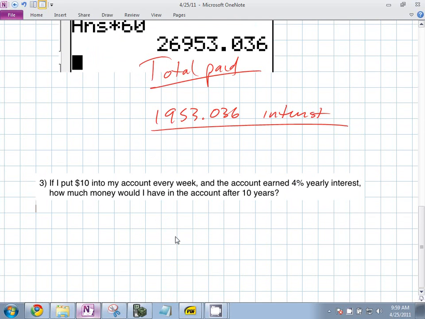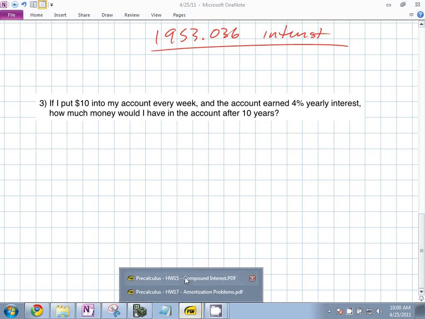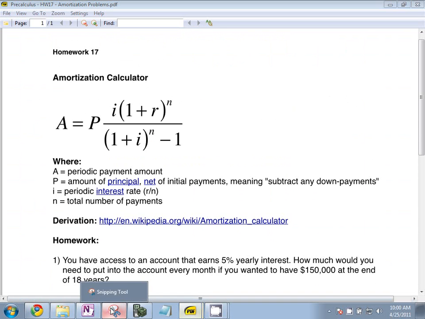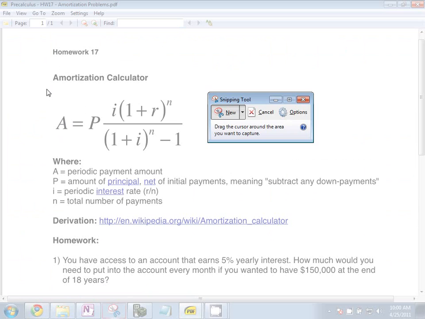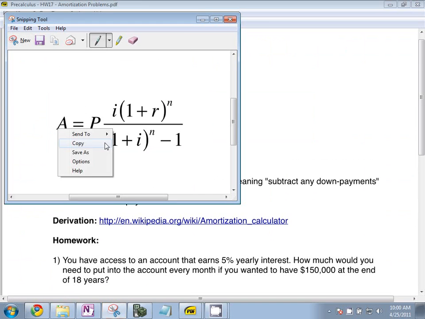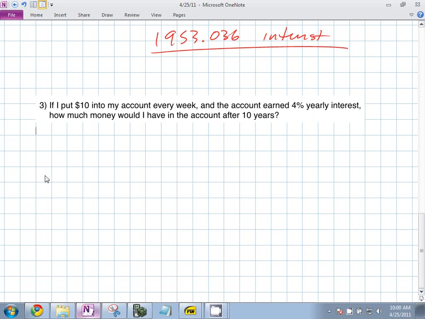If I put $10 into my account every week and the account earned 4% yearly interest, how much money would I have in the account after 10 years? Now keep in mind, we have this formula. Does this fit the formula? No. It doesn't? No. When I plugged it in. Why not? Let's think about it.